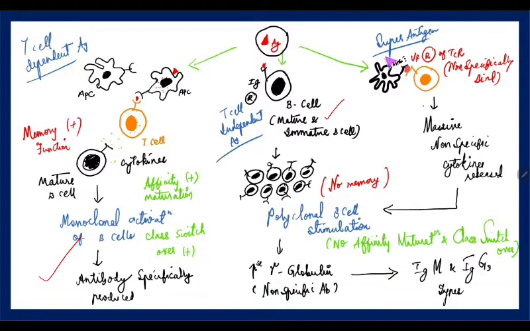The same is what happens in superantigen ultimately, but what happens initially is that whenever a superantigen invades the host, it non-specifically binds to the MHC2 receptor on the APC and the variable beta chain of the T cell receptor. Because of that, there will be a massive non-specific cytokine release. In turn, there will be the same polyclonal B cell stimulation, hypergammaglobulinemia, and IgM, IgG. One important thing, there is no memory because there is no T cell involved. And another important thing, there is no affinity maturation and class switchover.